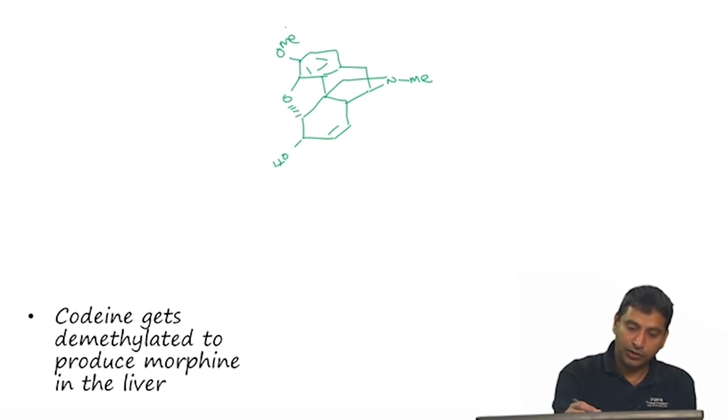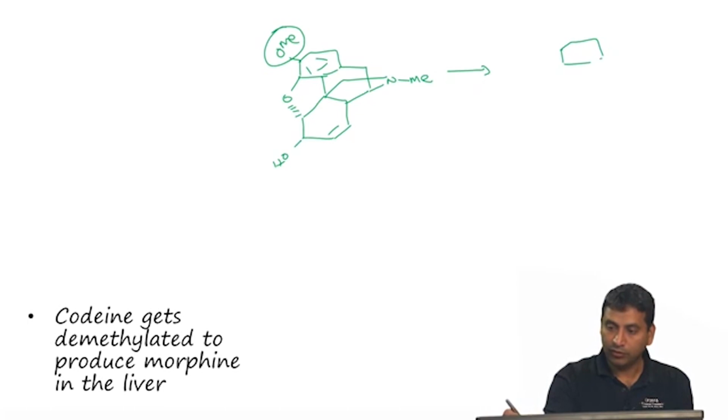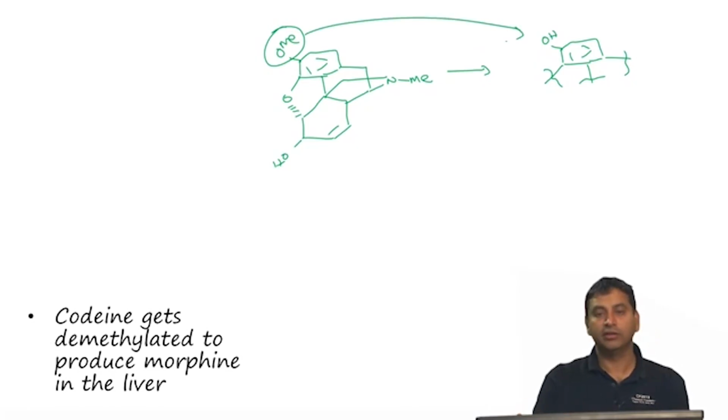Okay. So, here is the methyl group or methoxy group that we are talking about. What we would expect is that this methoxy group is going to be metabolized in the liver to produce the corresponding phenol, which is basically morphine, right. I am not drawing out the rest of the molecule, but you can imagine that this can occur in the liver, and therefore, codeine is actually demethylated and it is going to produce the active ingredient, which is morphine.